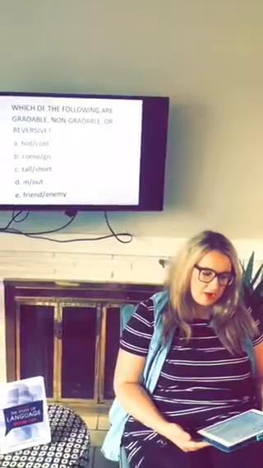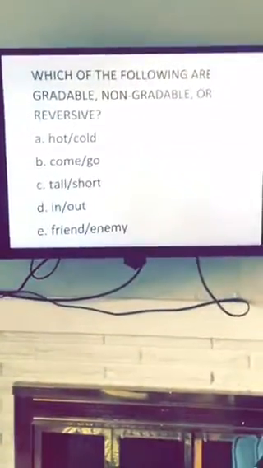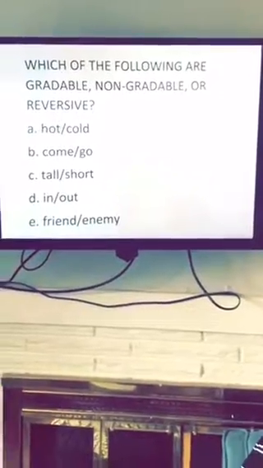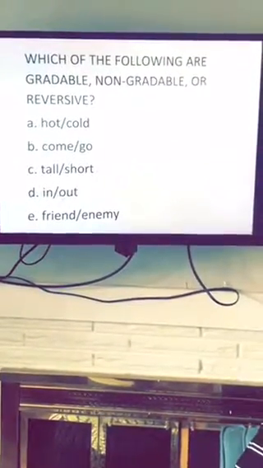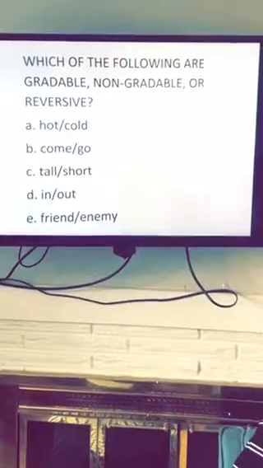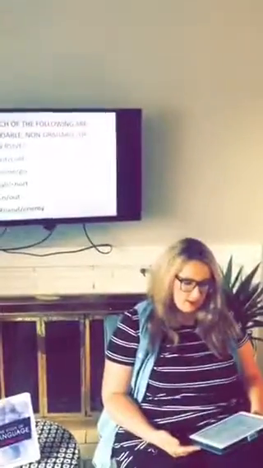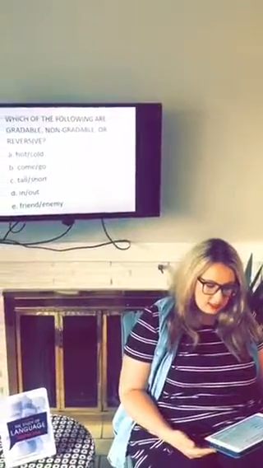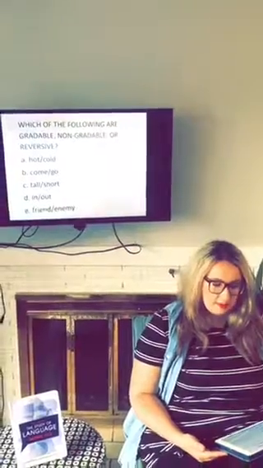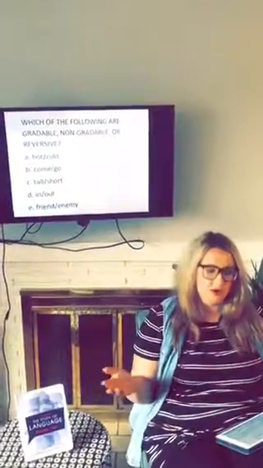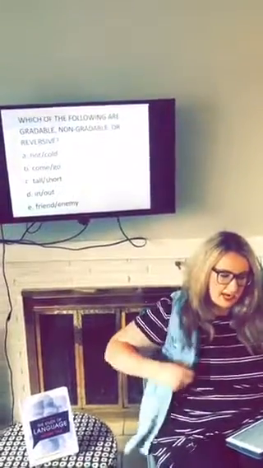Next, which of the following are gradable, non-gradable, or reversive? A, hot and cold, B, come and go, C, tall and short, D, in and out, E, friend and enemy. A, hot and cold, would be gradable because you can gauge if it's hot or it's cold. B, come and go, would be reversive. The opposite of coming is going.